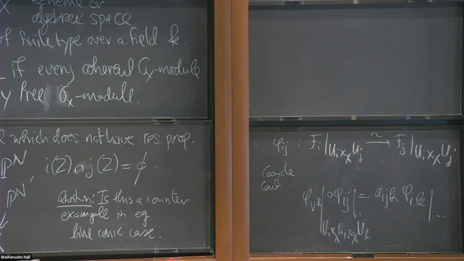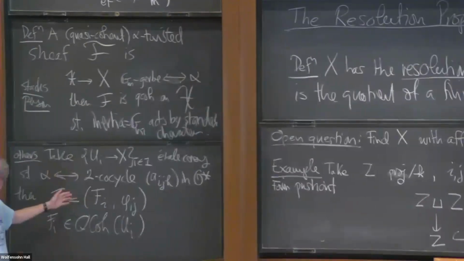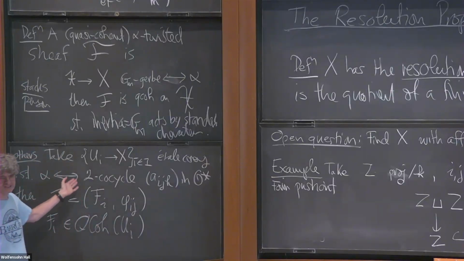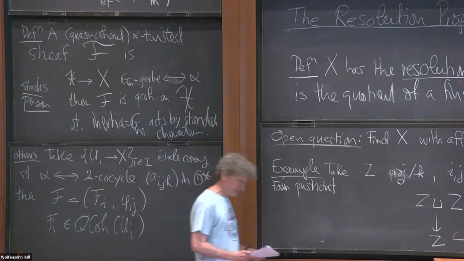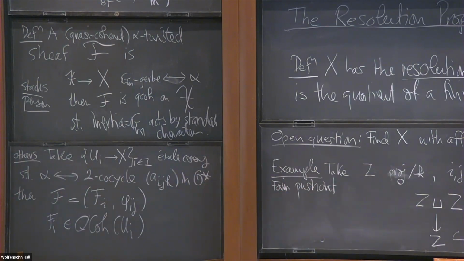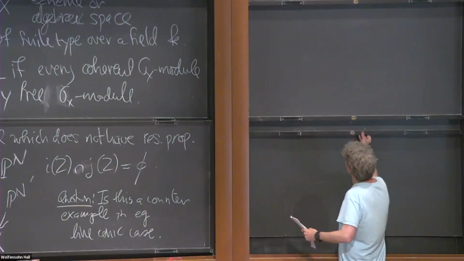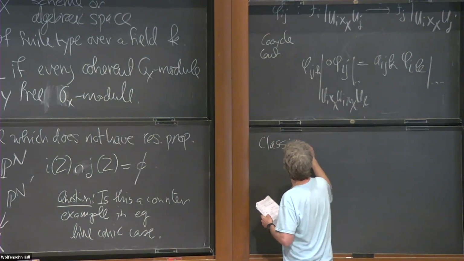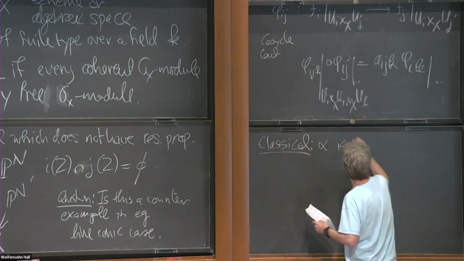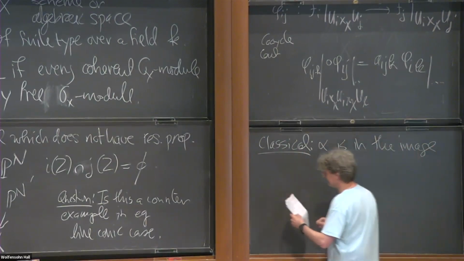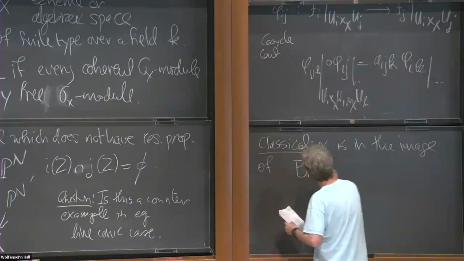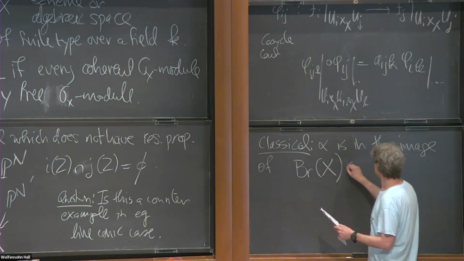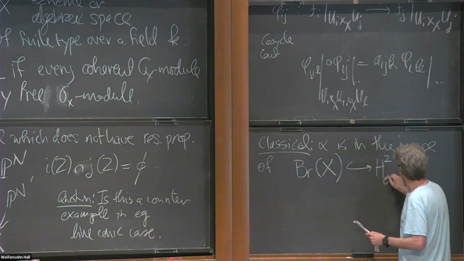And then such a thing is locally free if the F_i's are locally free, and it's coherent if the F_i's are coherent. So all the usual notions for crossed-graded modules that you know and love will now make sense for this class. And for example, a classical result is that alpha is in the image of the canonical map. The Brauer group of X is defined using Morita equivalence classes of Azumaya algebras, and this injects by taking the class of an Azumaya algebra.